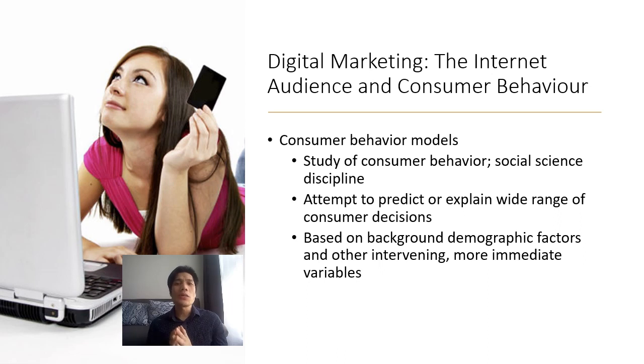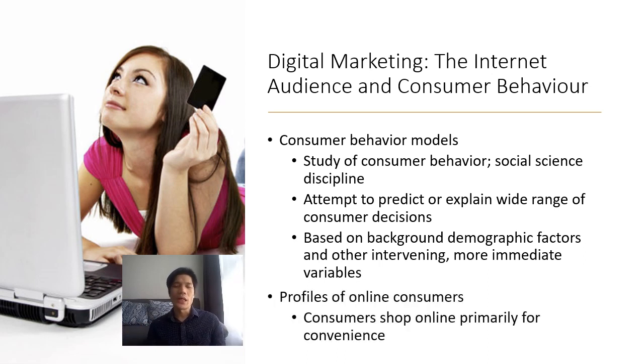Usually what we do is we use this thing called STP, the segmentation, targeting, and positioning, where we base the reasoning of why people buy certain stuff on their background, demographic factors, and maybe other more intervening and intermediate behaviors like psychographic behaviors. And it's generally very good practice for us to understand who these online consumers are and what their profiles are. Because most of the time, if you ask a lot of people, 90% of the time people tell you they shop online because it's primarily more convenient. And in some cases, most Malaysians I know shop online because it's cheaper.